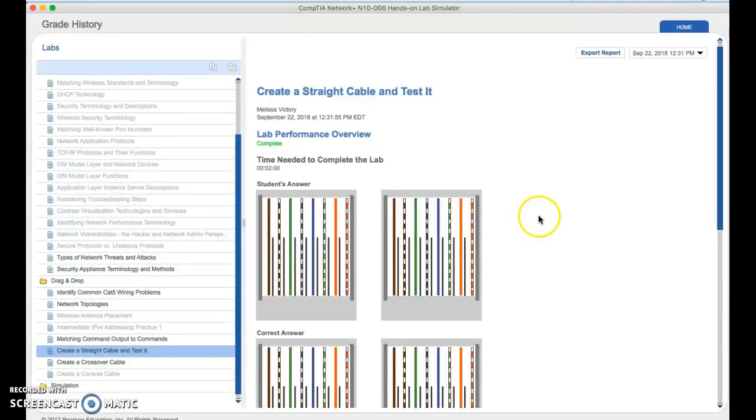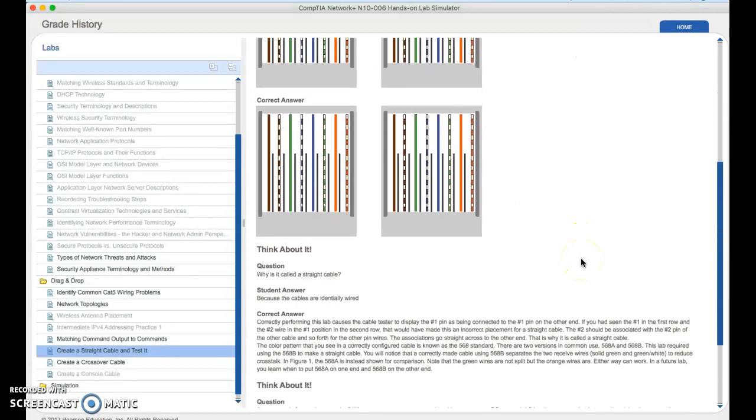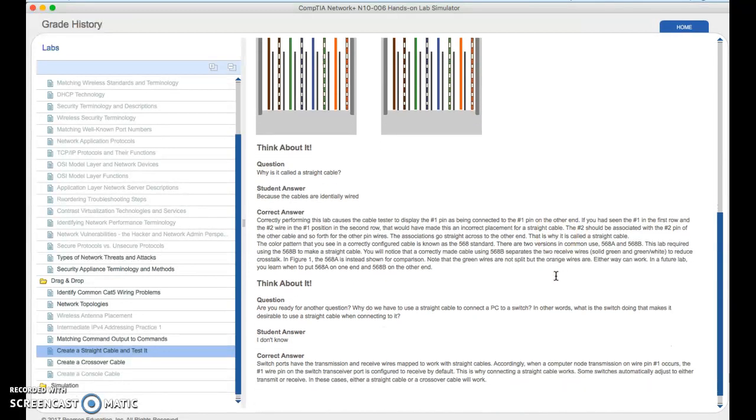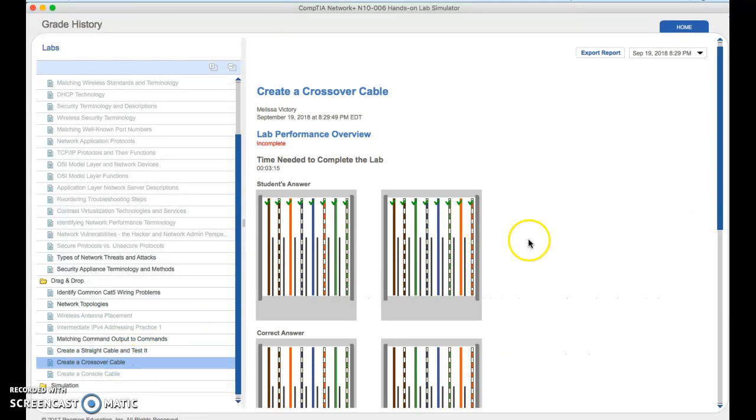Then I did the create a straight cable and test it. That was very easy for me, but again, I'm pretty good at following directions, and all of the figures were clear and easy to understand. The thing I struggled with a little bit on almost all of them was actually answering the questions and trying to think about the information. So that was a little bit tricky.